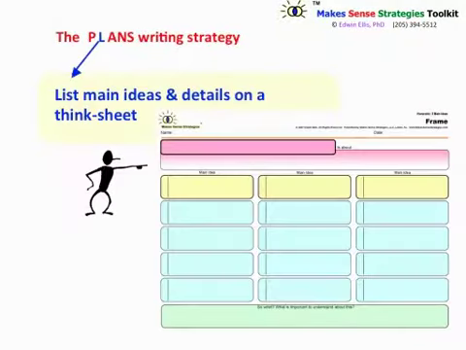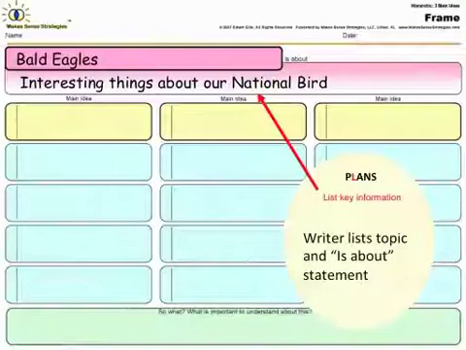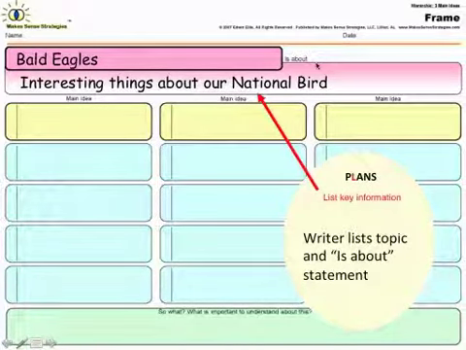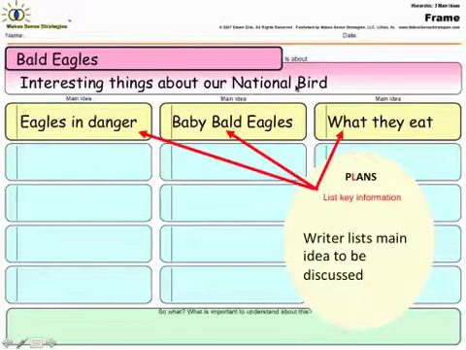The next step we're going to do is list main ideas and details on a think sheet. So for an example, bald eagles is about interesting things about our national bird. And so then what we're going to do is list the main ideas to be discussed. Like we're going to talk about how they're in danger, talk about baby bald eagles and what they eat.